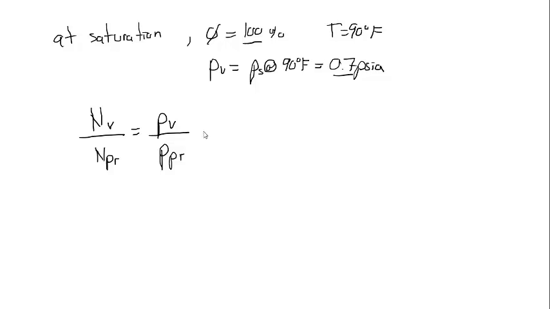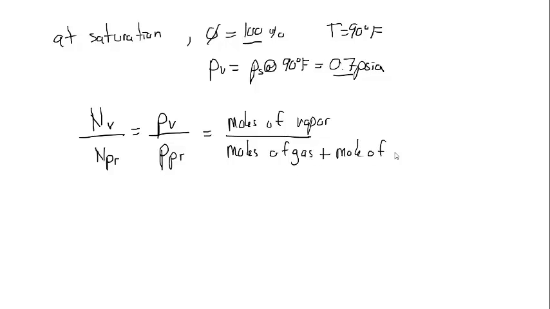excuse me, of product. So again, that's going to be moles of vapor divided by the number of moles of gas plus the moles of vapor. So I'm going to go ahead and separate out vapor from the gas. When I say gas, I mean that's going to be the carbon dioxide, the oxygen, and the nitrogen. So according to the ideal gas law, I can simplify it down to this. So I get vapor pressure over total product pressure equals number of moles of vapor divided by the number of moles of gas plus number of moles of vapor.